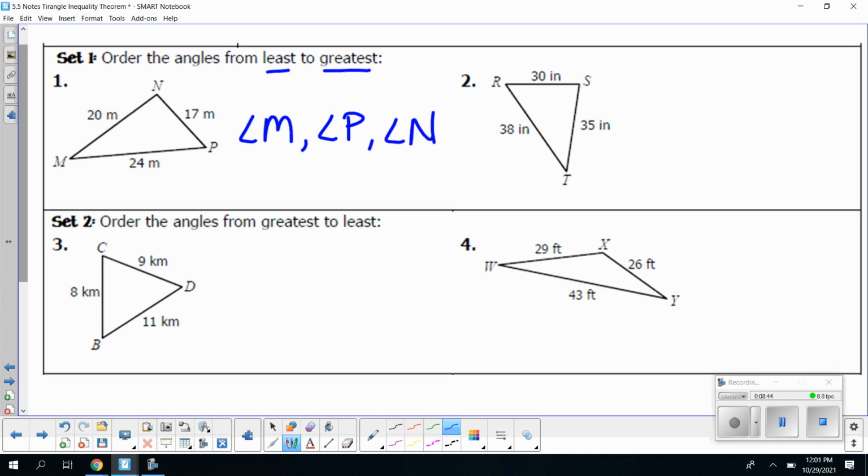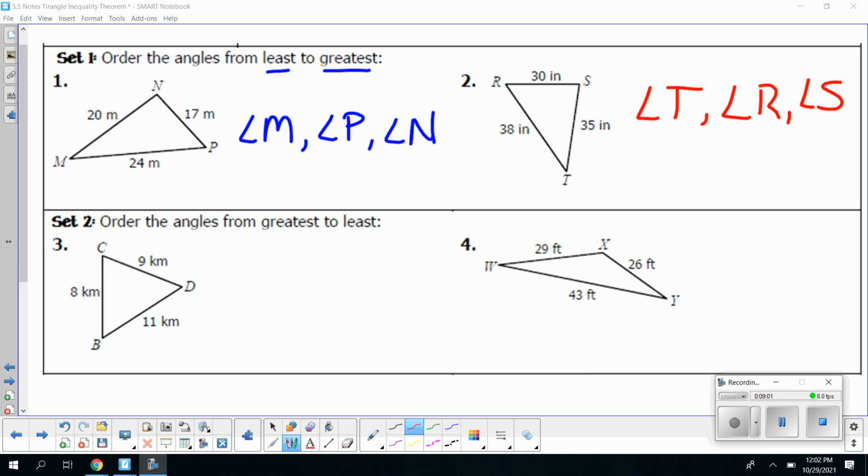Go ahead and try number 2 and come back and check your work. Okay, as you can see, angle T is our smallest angle, angle R is our next largest, and angle S is our biggest angle.